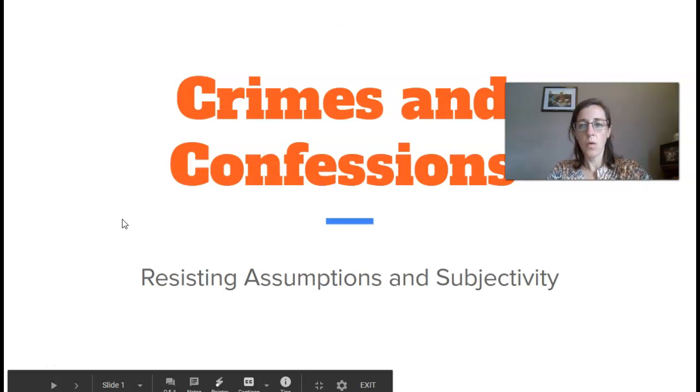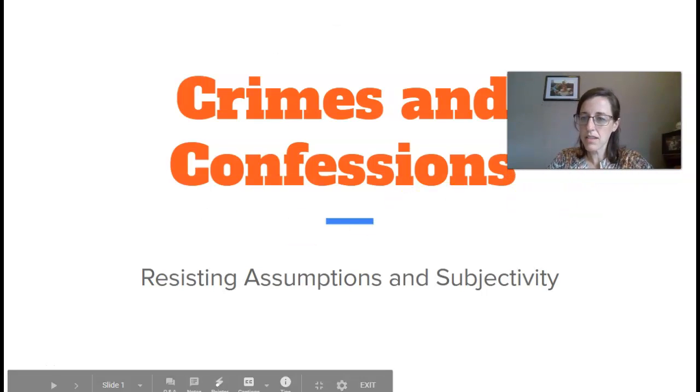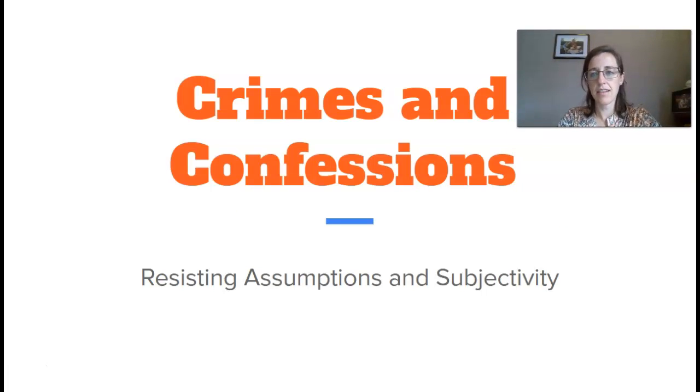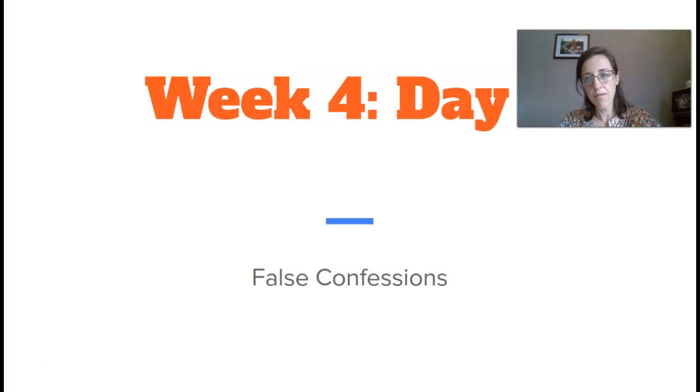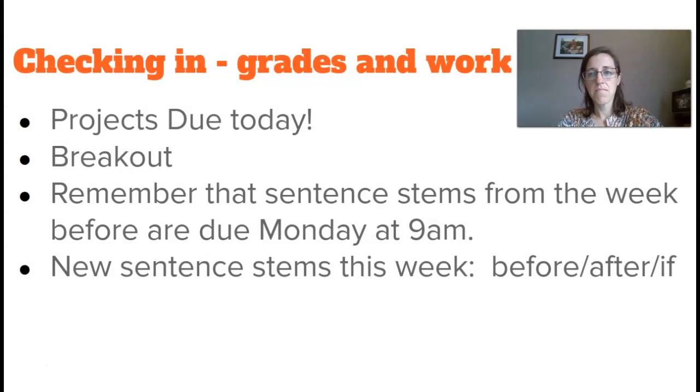Today we are working off of last week's unit with crimes. We're going to continue that and stay in the world of crimes and confessions. Today our topic will be false confessions, and this whole week otherwise we're going to be looking at one particular criminal case. It's still an open case, a murder case that happened in Baltimore, Maryland in the late 90s. So crimes and confessions continued, resisting assumptions and subjectivity, and trying to always look at the facts. And so today, false confessions is the topic.